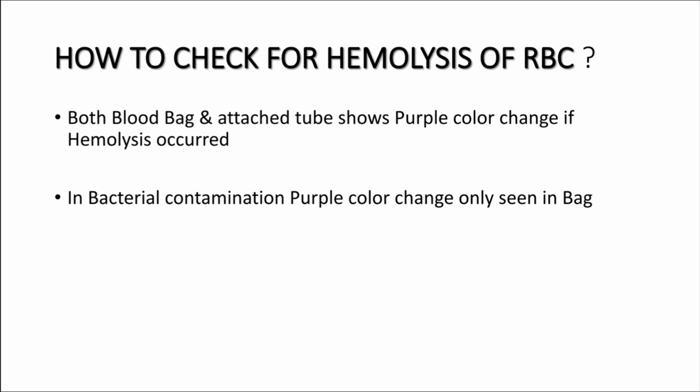Now you might have a question: how will you check for hemolysis of red blood cells? By seeing the blood bag, can you say whether it is hemolyzed or not? Yes, you can check it by inspecting the blood bag and attached tube. If both the blood bag and the attached tube show a purple color change, then obviously it is hemolysis, right? But if you have the purple color change only in the blood bag, not in the tube, then it is bacterial contamination. So you can differentiate hemolysis and bacterial contamination by just observing the blood bag and attached tube. All right.